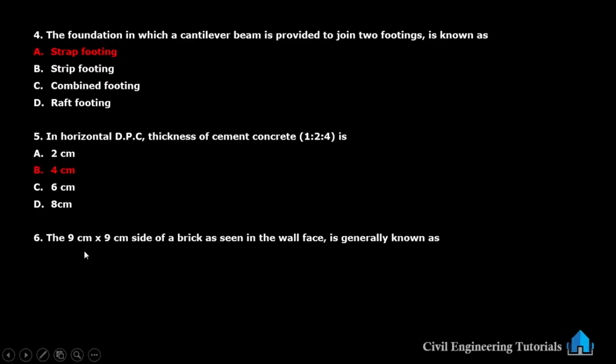Now the 9 cm into 9 cm side of a brick seen in wall face is generally known as, option A, header, option B, stretcher, option C, face, option D, front. So the answer is, it is generally known as header. 9 cm into 9 cm side of a brick seen in the wall face is known as header.